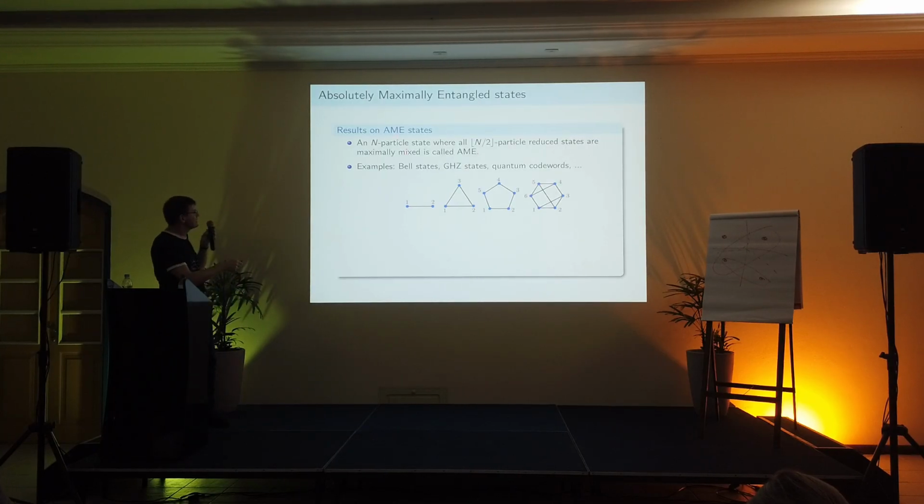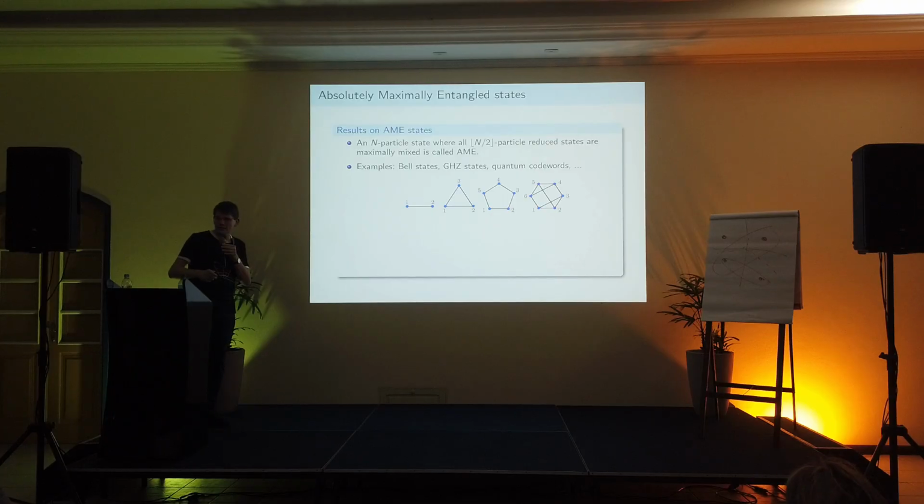Can I find something like an n-particle state where all the reduced states on half of the particles are maximally mixed, which means it's maximally entangled for the bipartition? This is the question, and there are some examples known, for the Bell states, obviously. The GHZ state will also do the job. For 5 qubits and for 6 qubits, you also find some states, which are so-called graph states. I will explain these symbols in the end, but for the moment, just know that they exist.